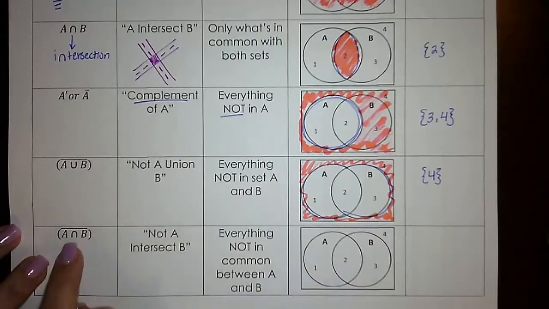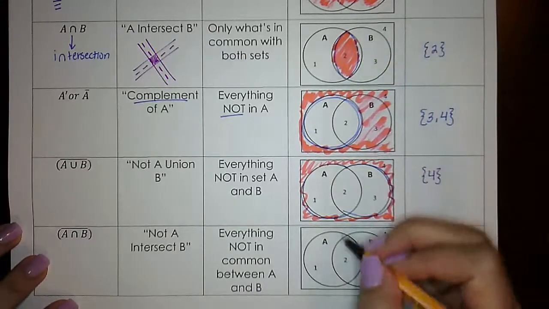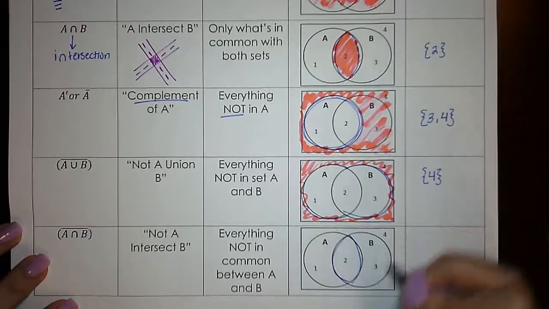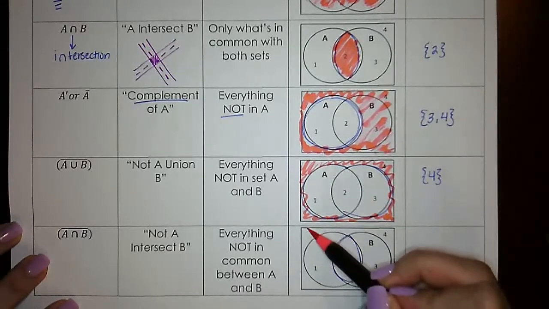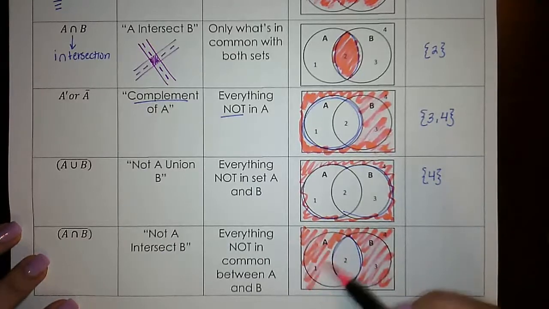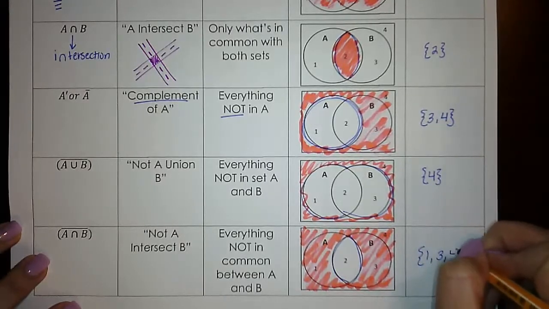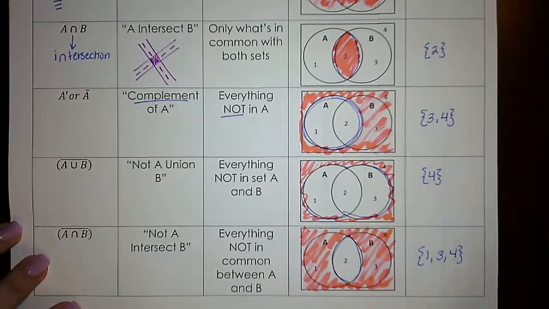Lastly, it says not the intersection of A and B. So the intersection is where they overlap. We want not that. We want everything else outside of it. So we're going to shade every bit outside. So the answer for this one is 1, 3, and 4.